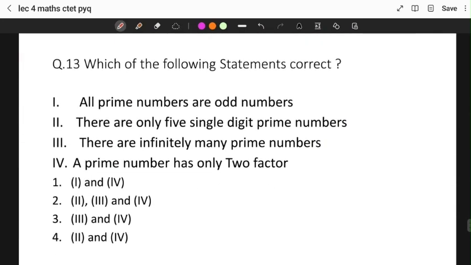Which of the following statements is correct? Let us talk about the first statement: all prime numbers are odd numbers. I think this question has been repeated. The first option is wrong because right now we have discussed that not all prime numbers are odd numbers. 2 is an exceptional case, which is the only even prime number.